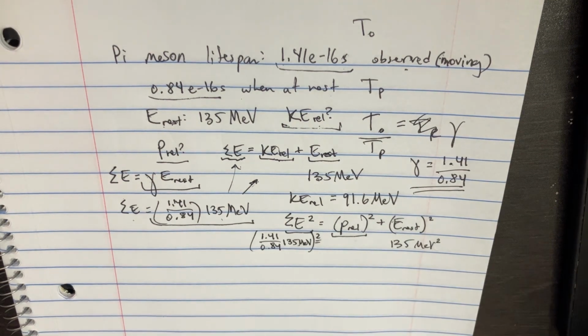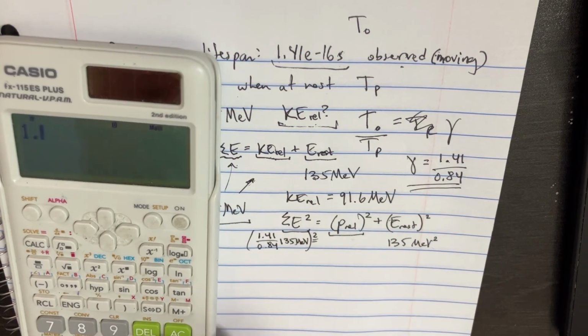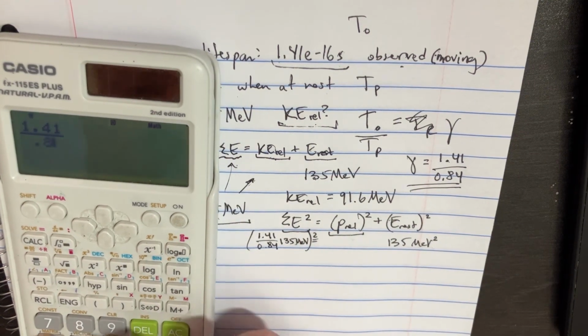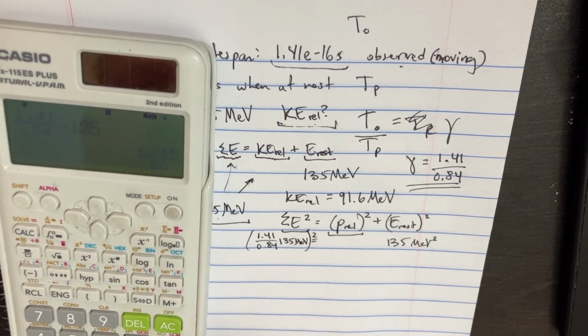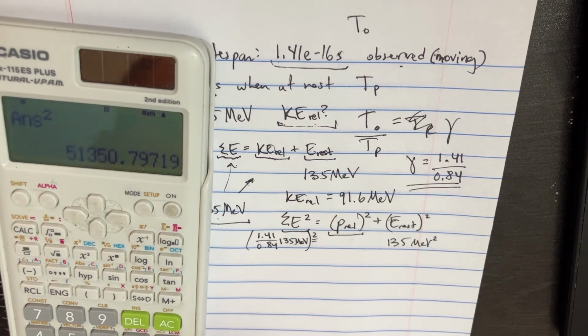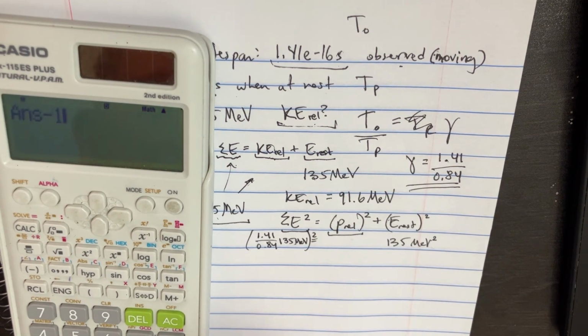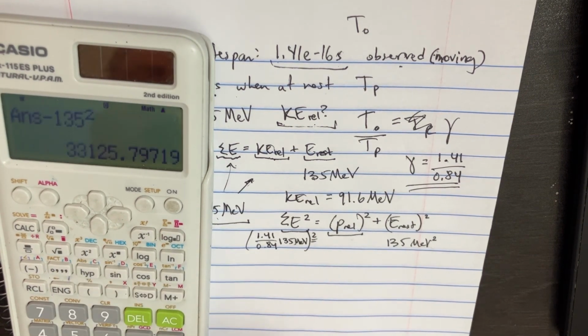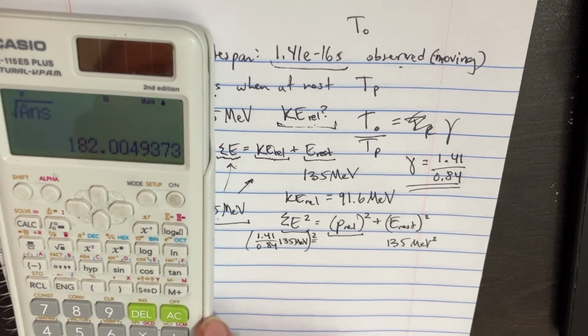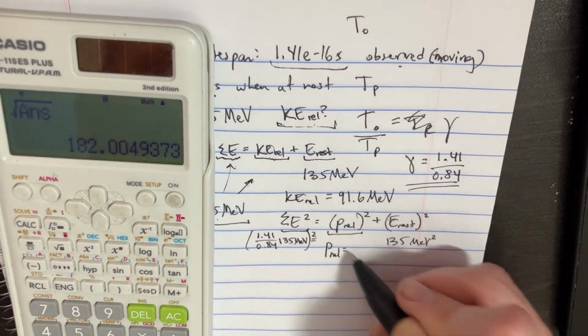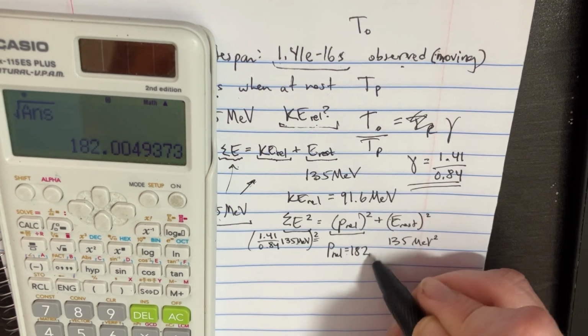Let's do that in the calculator. So we get this 1.41 over this 0.84 times 135. And then we're going to square that. And then we have to subtract 135 squared, which will give us this, but we have to square root that in order to get the P rel being equal to 182 MeV.